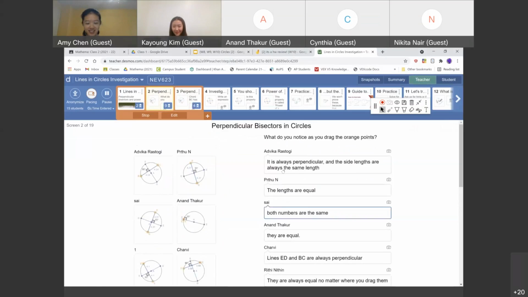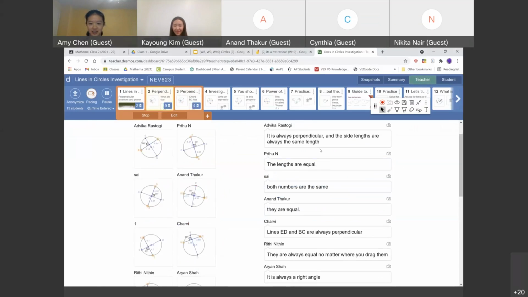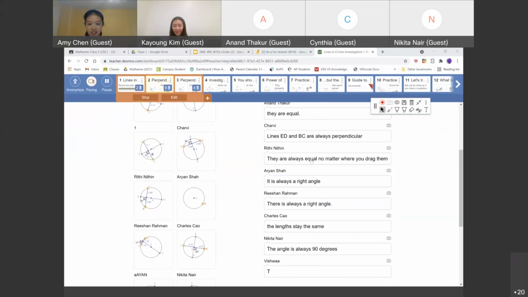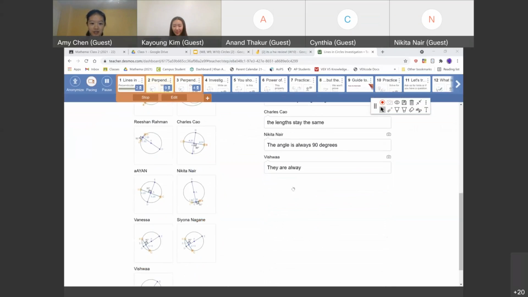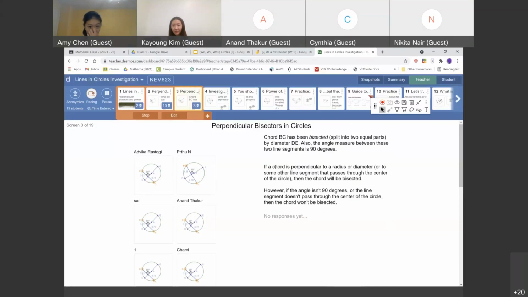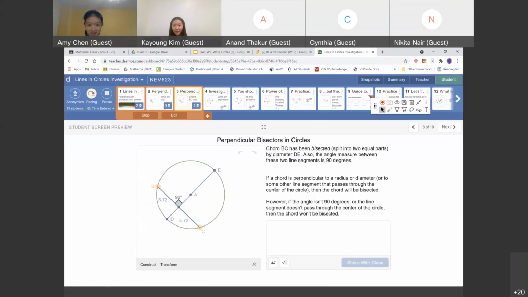Now you guys can look at your answers. People are noting that it's always perpendicular. The lengths are the same. There's always a right angle. All of these are correct. Those are good noticings.